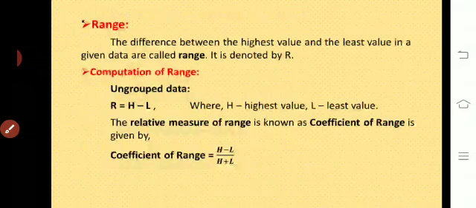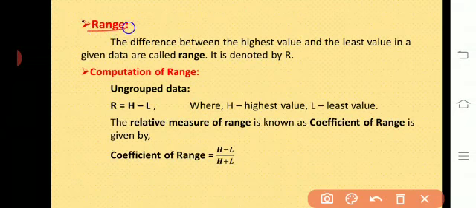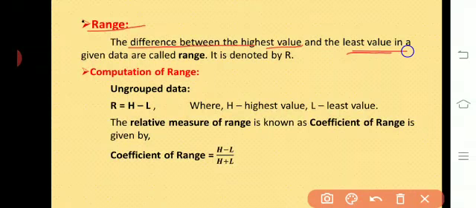Now the first absolute measure we will study here is range. The difference between the highest value and the least or lowest value in a given data is called range, and it is denoted by capital R.